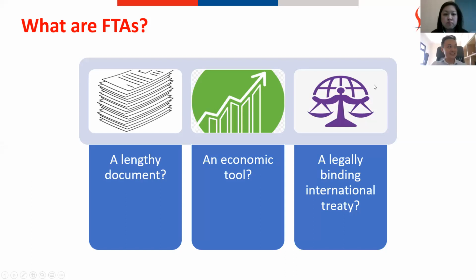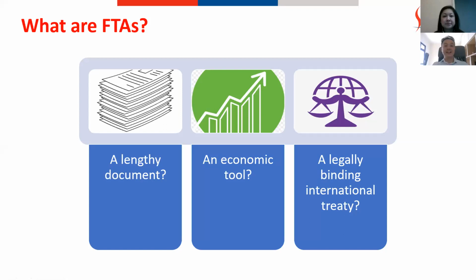So let's finally start on FTAs. What are FTAs? Are they just lengthy documents that run to dozens or even over 100 pages? The answer is yes. But beyond that, are they economic tools? Also yes. They are not a panacea for all trade and investment issues or business problems, but they are important tools for businesses trading and investing across borders.